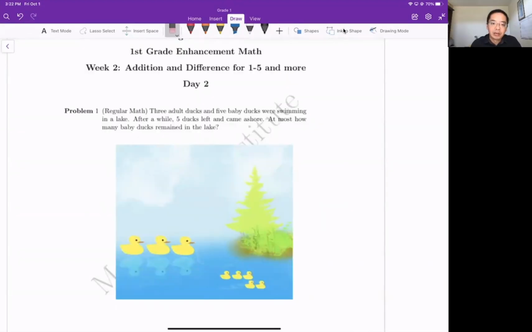Day 2, problem number 1. The problem says, here we have 3 adult ducks and 5 baby ducks. They were swimming in a lake. And after a while, 5 of them left and came ashore. They left the lake. The question is, at least how many baby ducks remained in the lake?